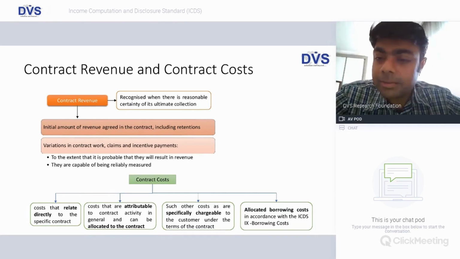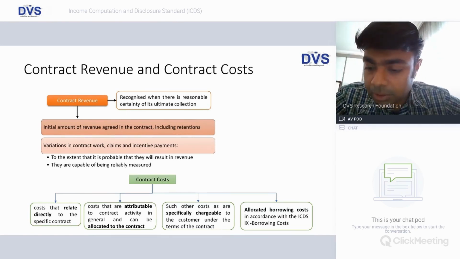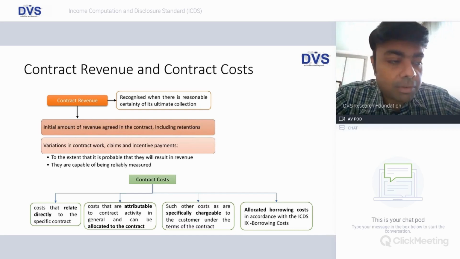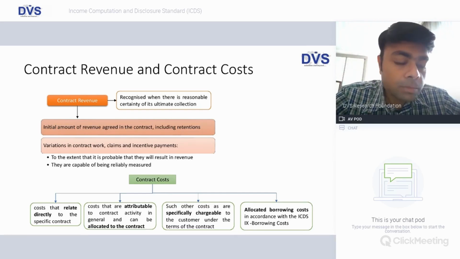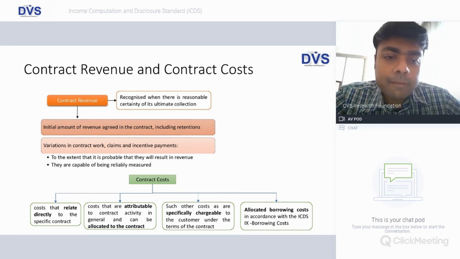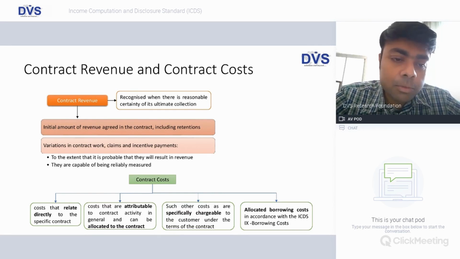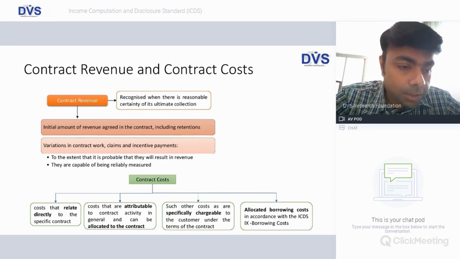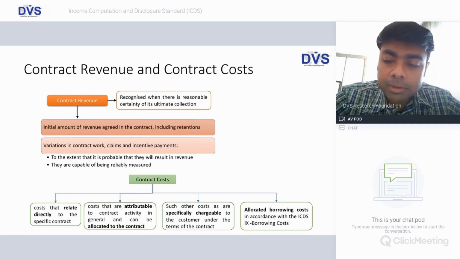So what are contract revenues? See, when we look at accounting for construction contracts, ultimately what is the intent, friends? You need to find out the bottom line. So the bottom line for a construction business will be contract revenue minus contract cost. So what is a contract revenue? Contract revenue is the initial amount which is agreed at the time of contract, including retention. Variation in contract work, claims and incentive payments, to the extent they are probable, they will result in revenues, and it is recognized when there is reasonable certainty of ultimate collection. So this is as far as the top line is concerned.